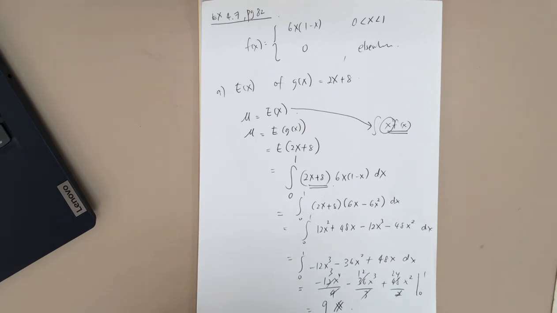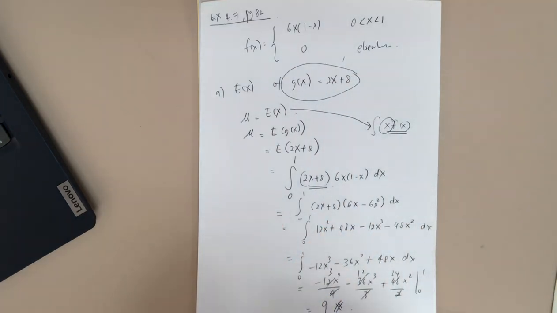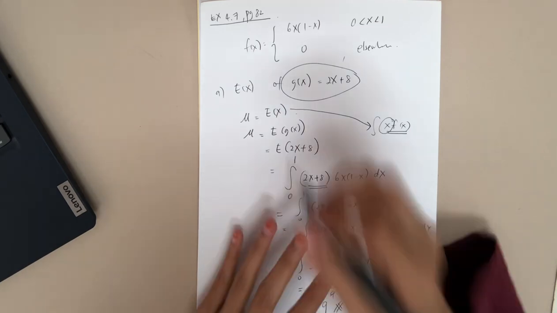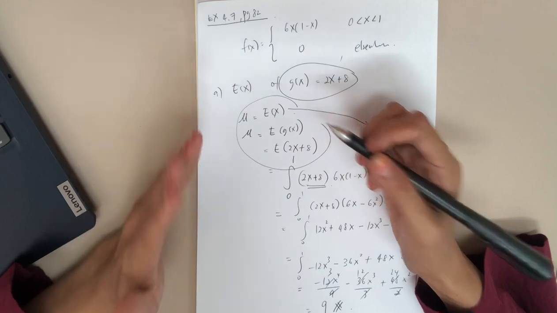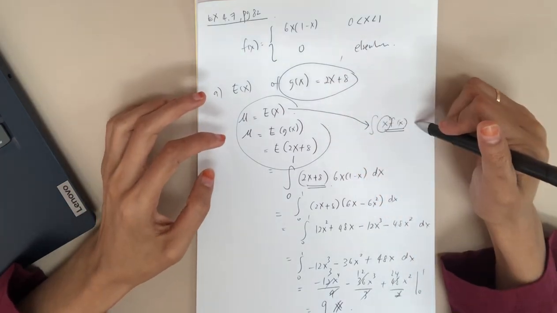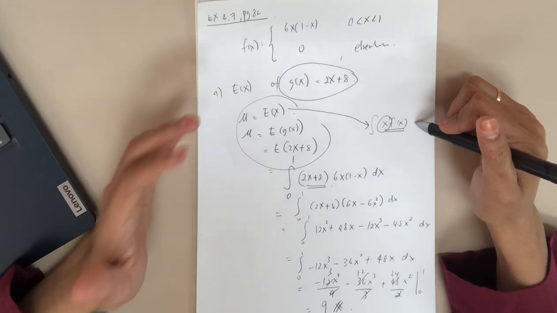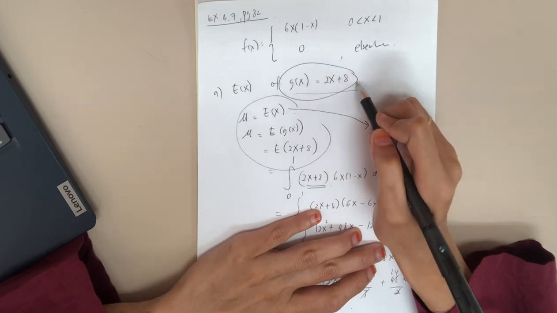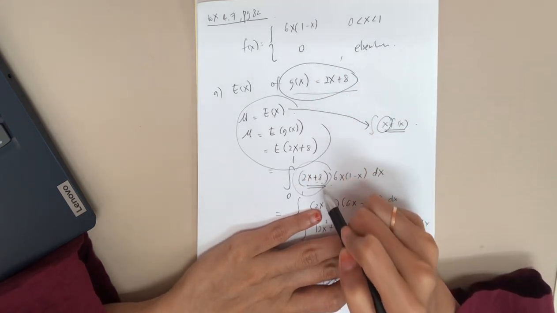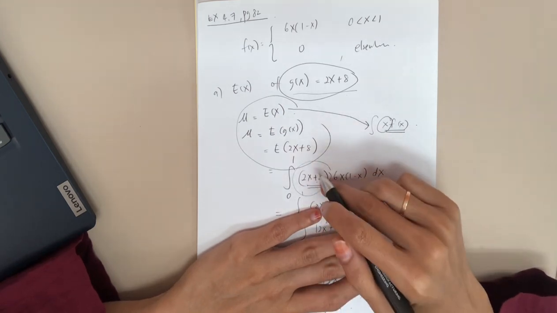Okay class, this example is quite different because it gives you another function, which is your g(x). You need to be careful: if the question asks for the expected value of x, then we use the original standard one. But if the question says find the expected value of something, for example g(x) equals 2x plus 8, it means you need to replace according to the equation given in the question.